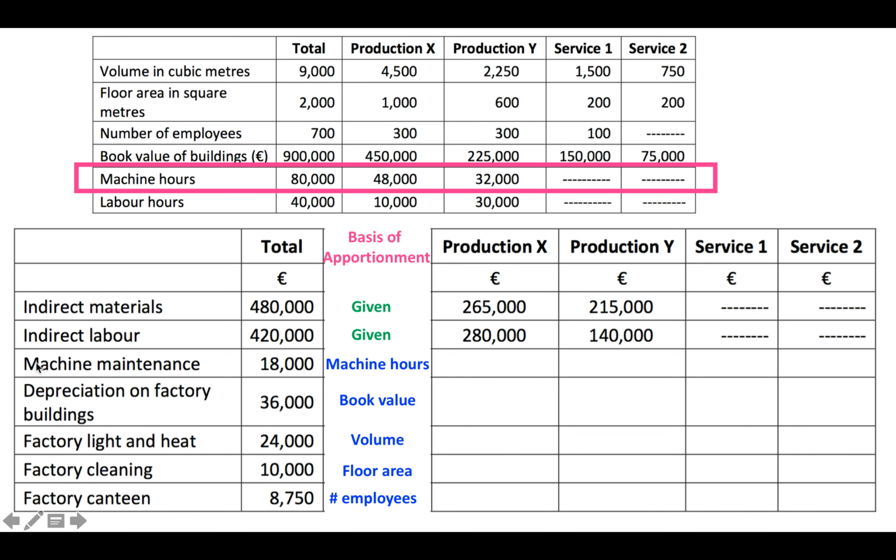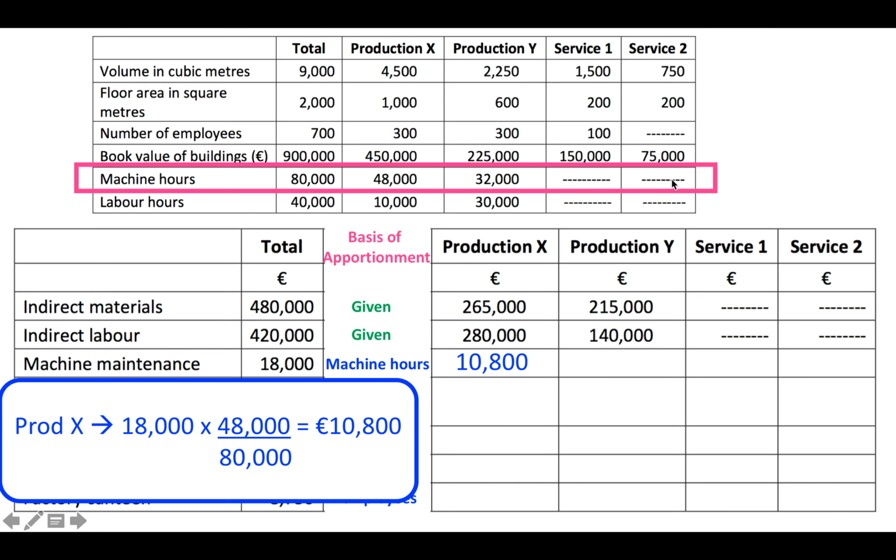So machine hours is how we're going to split up machine maintenance. We're going to split up the 18,000 to the different departments using the machine hours information. You see here 80,000 machine hours in total, 48,000 of them are in production X, 32,000 are in production Y, and none in either service department.